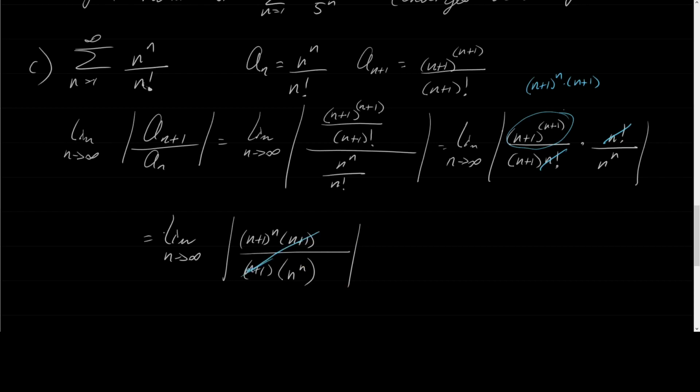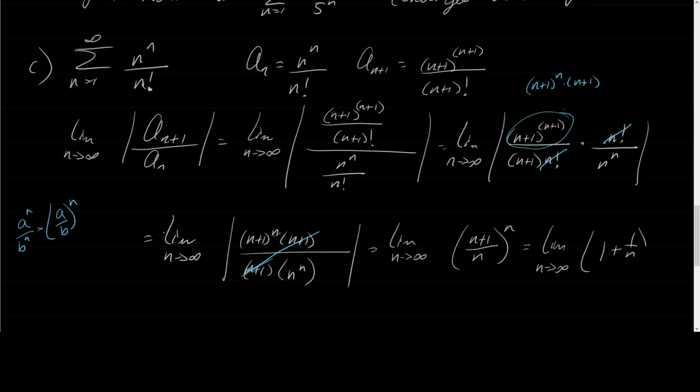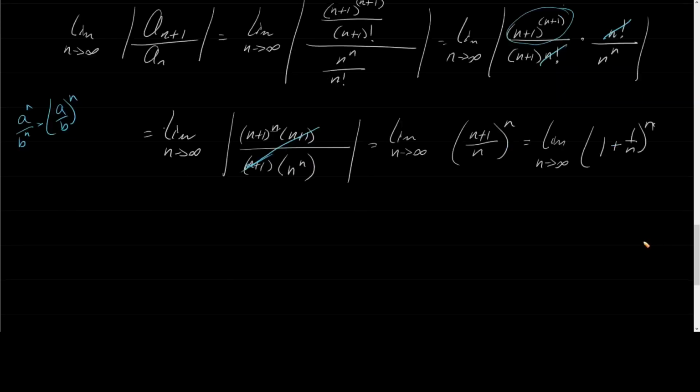And at this point, I'm going to use this trick again. A to the n over b to the n is a over b to the n. I'm going to use that trick again for these two pieces because n plus 1 to the n and n to the n, they're both raised to the same exact exponent. So the limit as n goes to infinity of n plus 1 over n to the n. And in here, how can we rewrite this? We can say this is the limit as n goes to infinity of 1 plus 1 over n to the n. What is that limit?